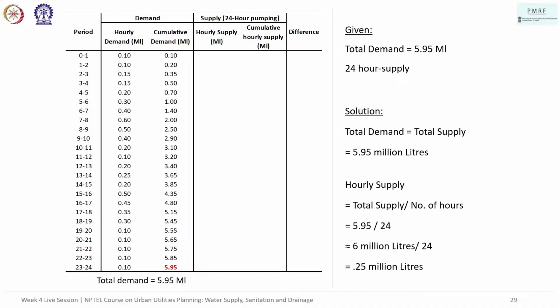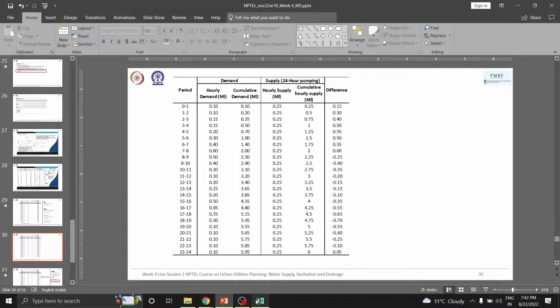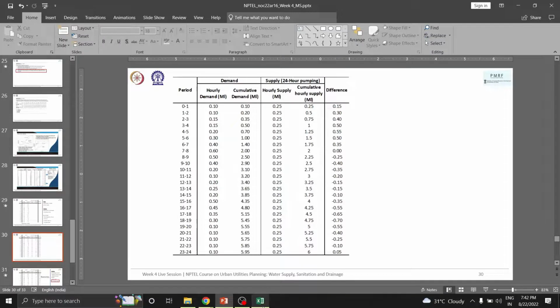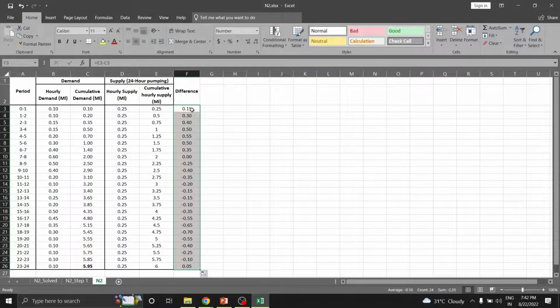We have an hourly supply of 0.25 million liters. Then we figure out the difference between the supply and the demand, right? So we find out cumulative supply minus cumulative demand. We calculate this number for all of them.